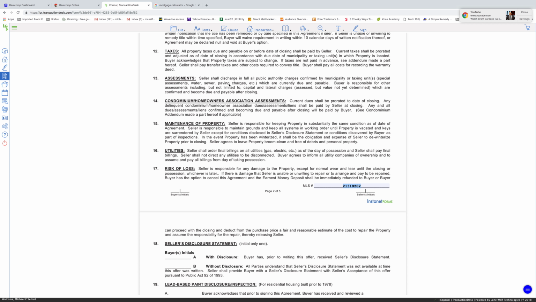Seller shall discharge in full all public authority charges confirmed by municipality or taxing units, special assessments, sewer, paving. So if there's a sidewalk that was recently redone, and let's say it's for 1 year, the assessment is like $30 a month on your taxes. The seller will pay for $30 of that, let's say they had it from January to mid-year: January, March, April, May, June.